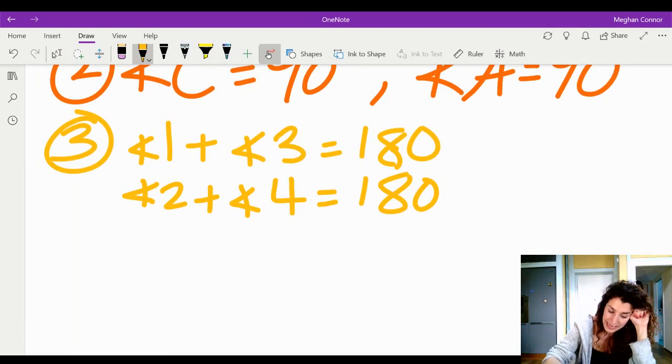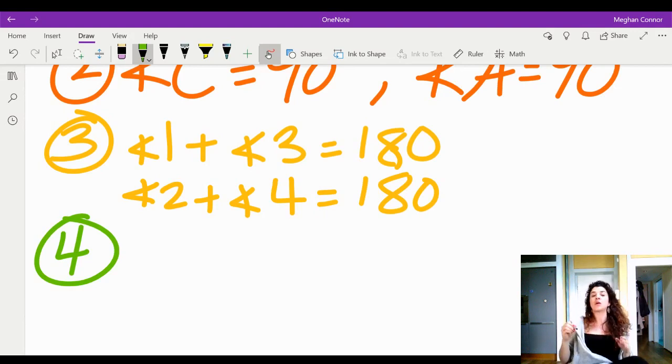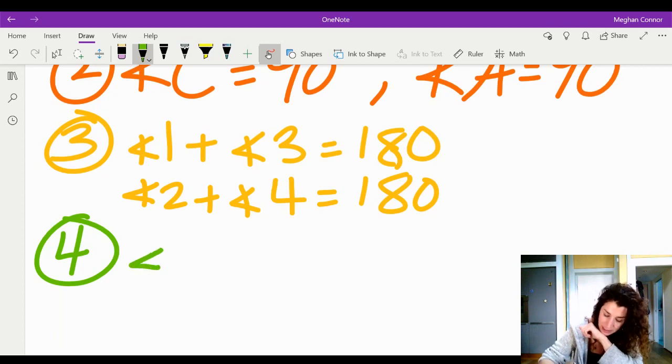Okay, now going back and looking at this algebraically, I want to prove that angles 3 and 4 are equal, which means I need them to be in the same equation. So how do I connect them? Well, since they're both equal to 180, and I know that 180 equals 180, then I can say 1 plus 3 is equal to 2 plus 4. And since I'm taking out one half of an equation and replacing it, that's going to be my transitive property of equality.